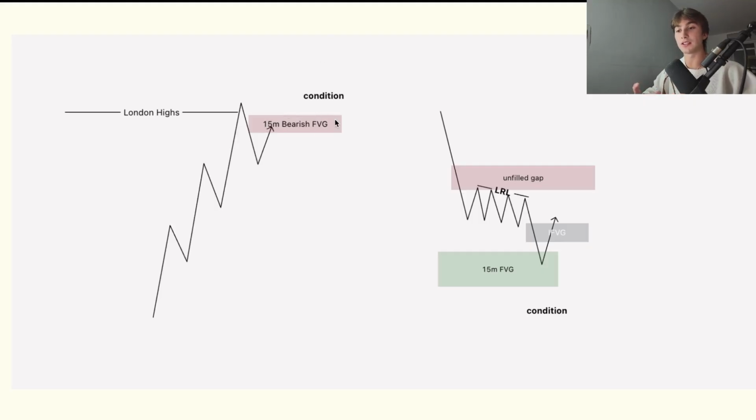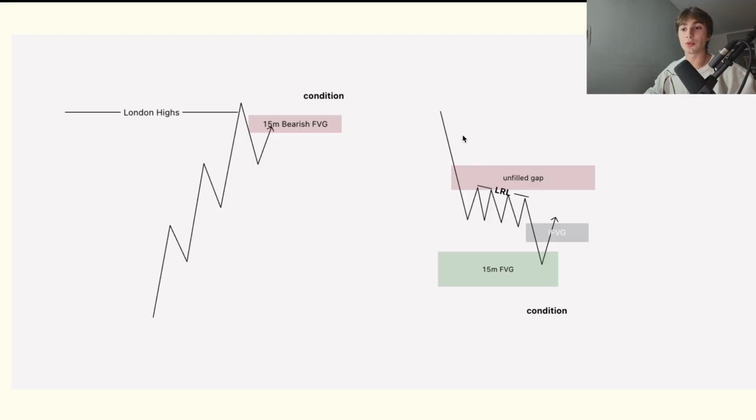This is our middleman. This is a transaction between the higher time frame and the lower time frame. So if we see that this 15-minute bearish fair value gap gets respected and we get inversion to the downside, we'll expect price lower. If we see this 15-minute bearish fair value gap get inversed, we can expect price to keep going higher above London highs.